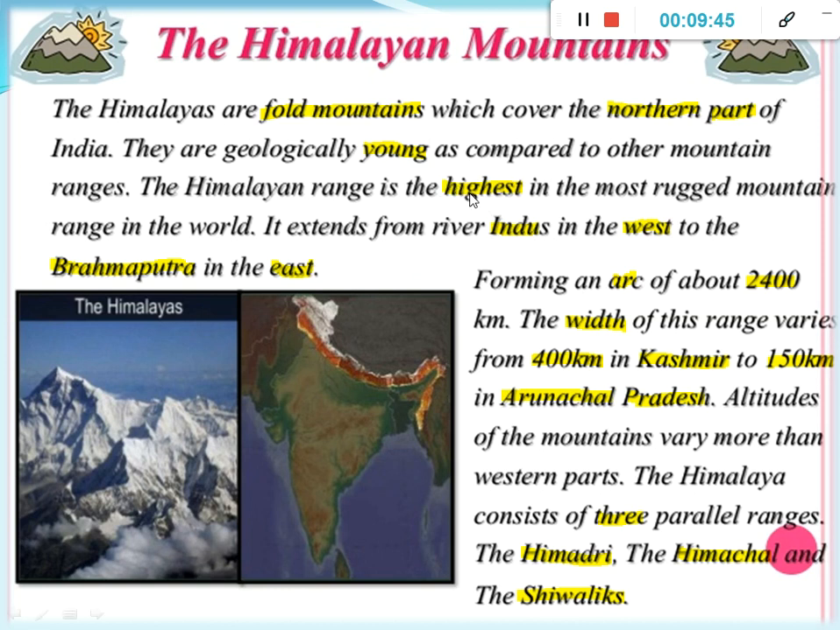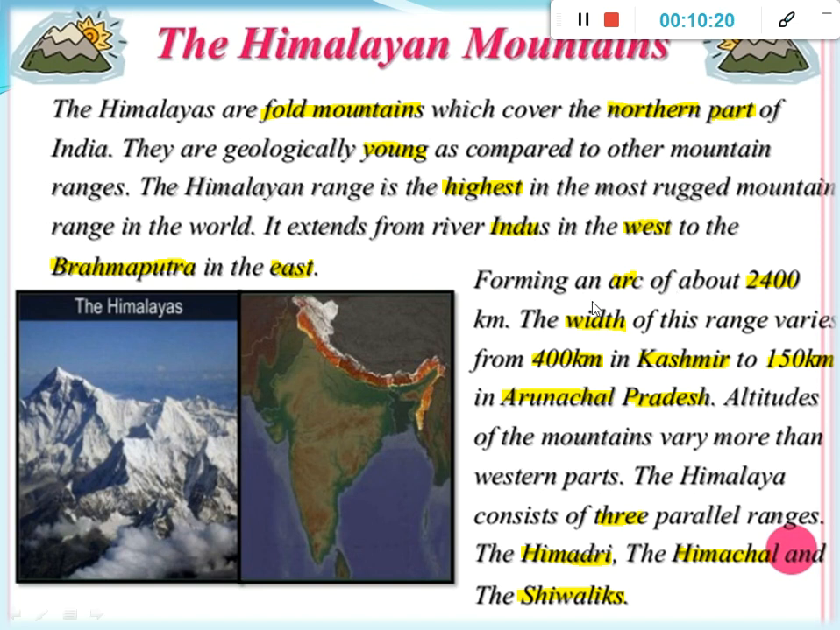It is one of the highest mountain ranges. The world's highest peaks, like Mount Everest, K2 (Godwin Austen), Kanchenjunga, and other major peaks of the world are placed in the Himalayan mountains. It extends from the Indus River in the west to the Brahmaputra in the east. So it is placed between the Indus and Brahmaputra rivers.